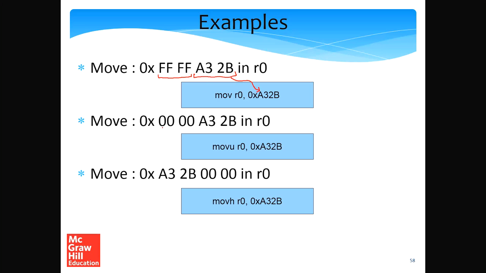If we want to set the upper 2 bytes as all zeros, right? In this case, all that we need to do is we need to have the U modifier, which will ensure that the most significant 2 bytes are zeros. Likewise, if we want A3 and 2B to be in the 2 upper positions, most significant positions, then what we do is that we will use the H modifier to move them to the most significant positions and set the rest of the bits or bytes as 0.